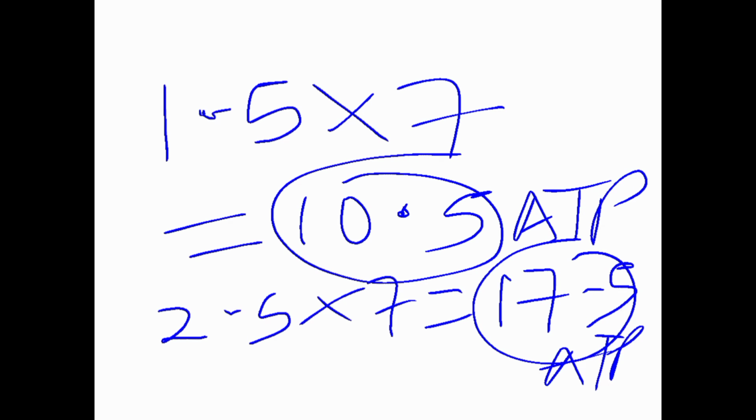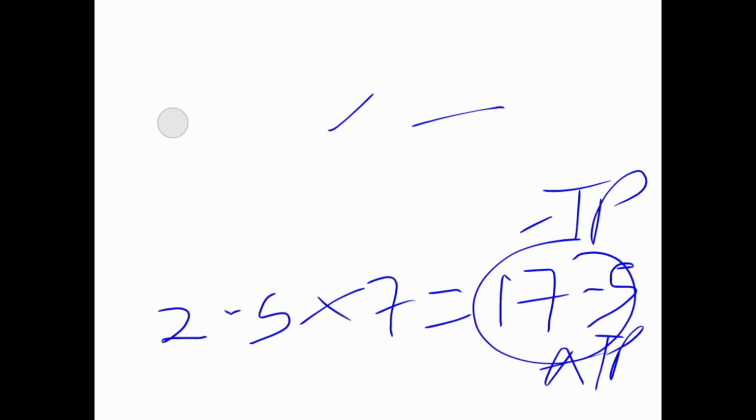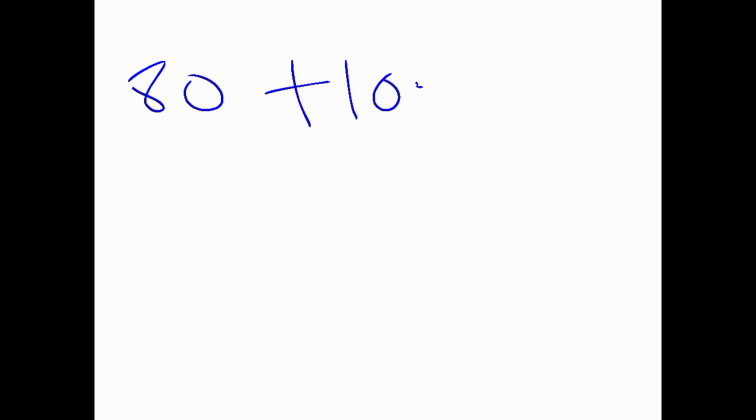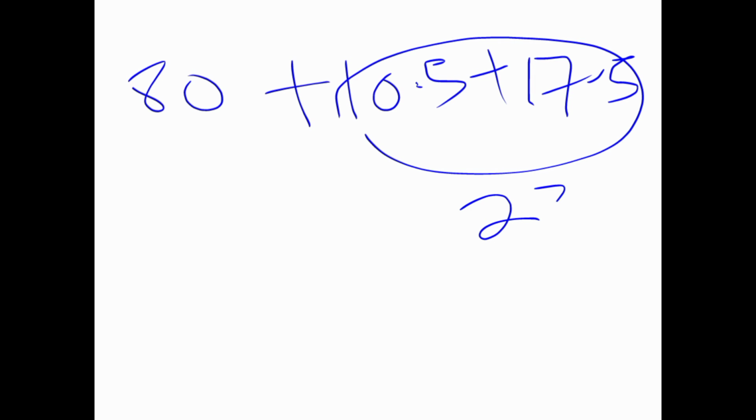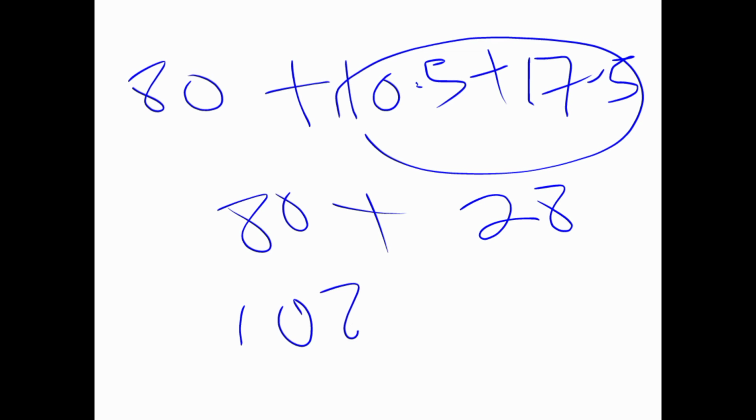So now we're going to add everything together. Remember, the acetyl CoA generated 80 ATPs. 80 plus 10.5 plus 17.5. So this plus this, you get 28, right? Plus 80, you have 108. So we have 108 ATP.